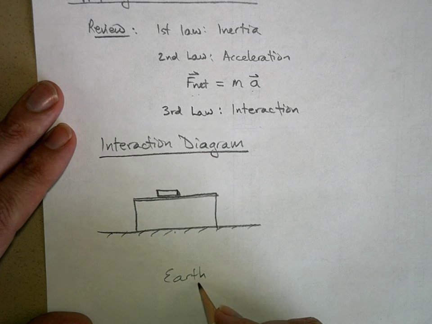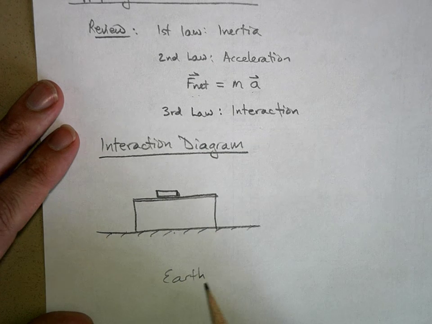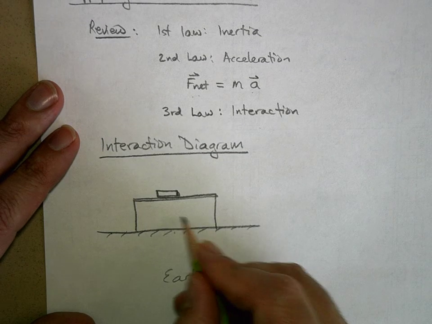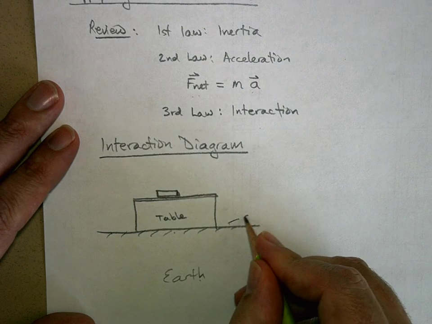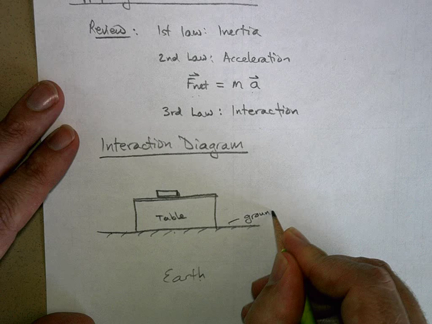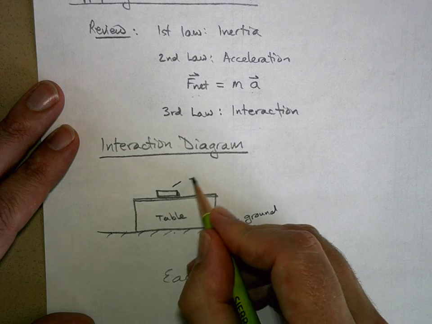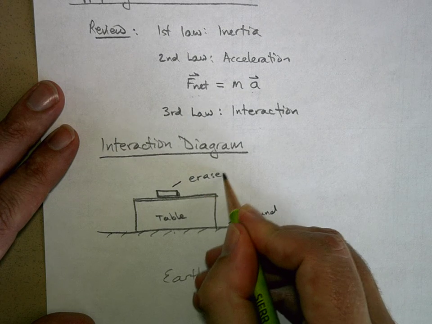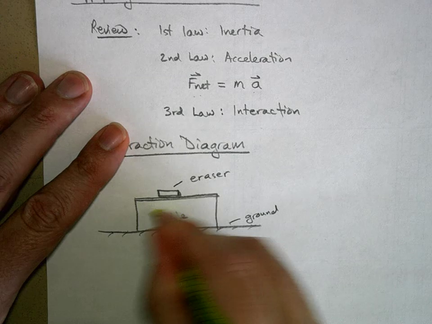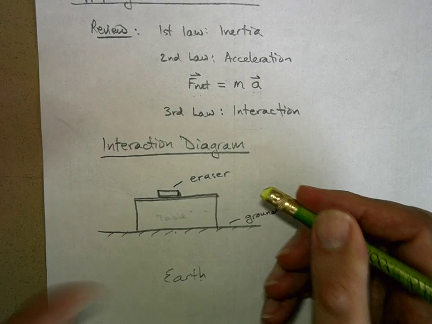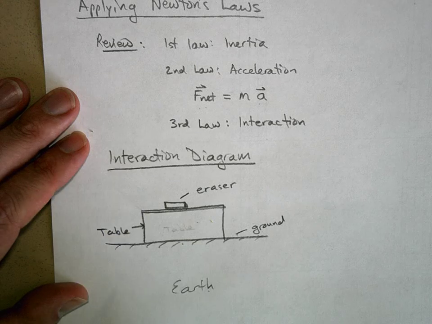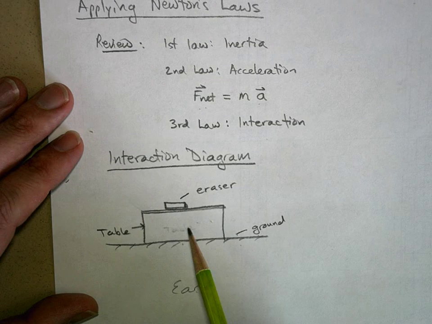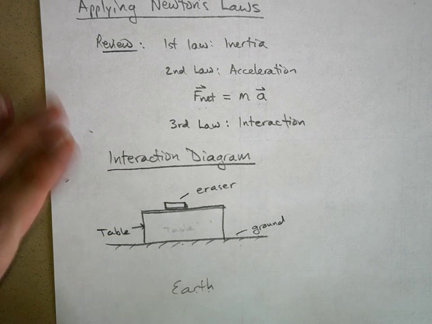So let's identify our system. The earth is part of our system. The table is part of our system. The ground, which is really part of the earth, is part of our system. And of course, we have the eraser. And let me right away erase the table because it's going to get messy. I'll just put table right there. So here's the ground, the earth, the eraser, and so on.